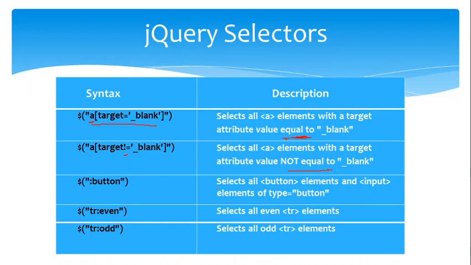Colon button: select all button elements and input elements of type button, if you want to select all the buttons in the HTML. tr even means select all the even table row elements. tr odd selects all the odd table row elements. So these are the jQuery selectors. You can apply these and you can get the result.